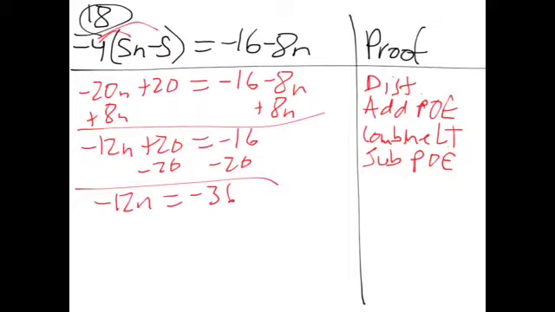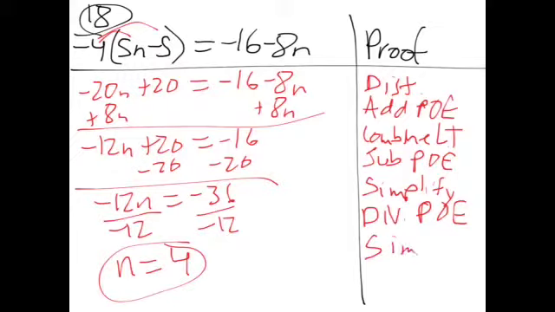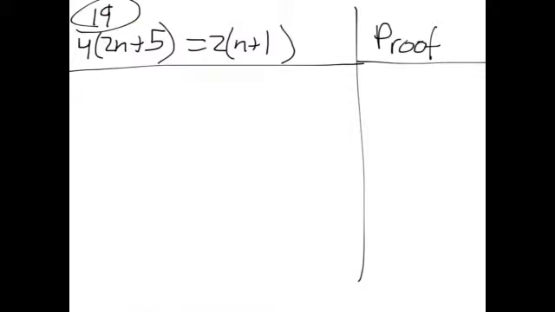And then I would have to simplify to get to this point. And now I'm going to divide by negative 12. And I can do that because of the division property of equality. And if I then simplify, I will have my answer of n equals 4. And that one's done. Moving on to 19. I'm going to distribute to get rid of all that parentheses stuff.